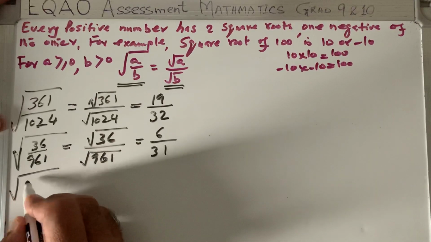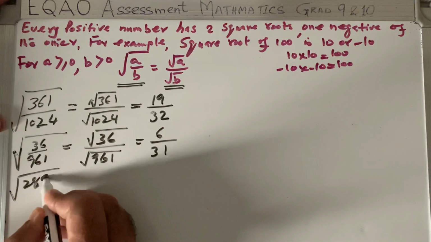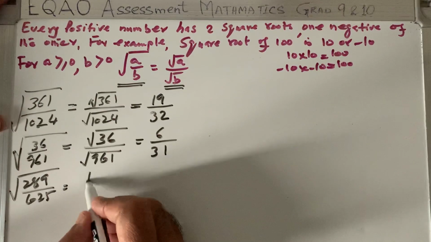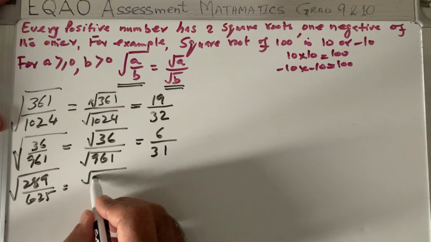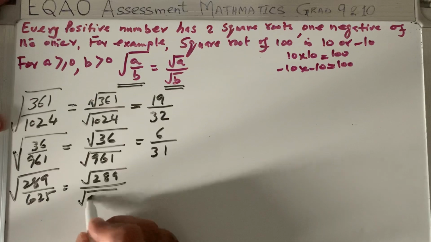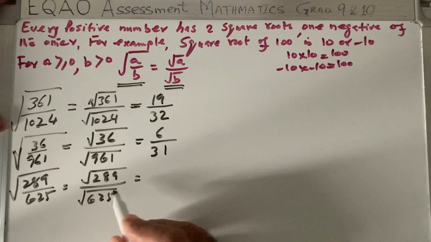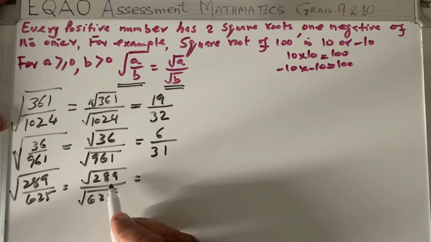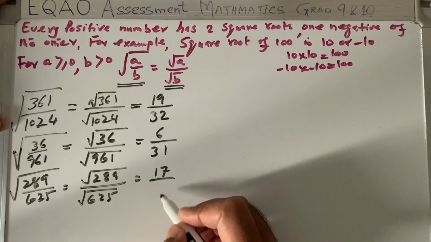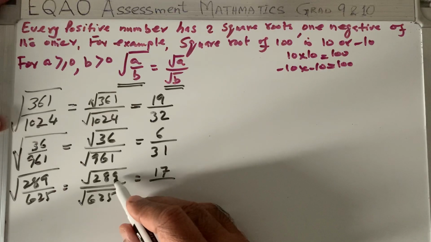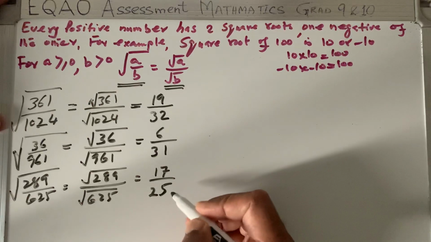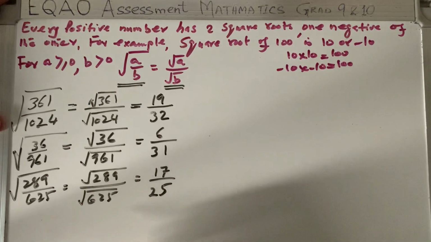So next question is 289 divided by 625. By the rule which we defined above, we can have the square root on numerator and denominator separately. This is numerator, this is denominator, and then we see what is the square root of 289, and you will realize that it is 17, right? 7 times 7 is 49, so you will be having 289. 625, you remember that it is 25, so 17 over 25 is your answer.